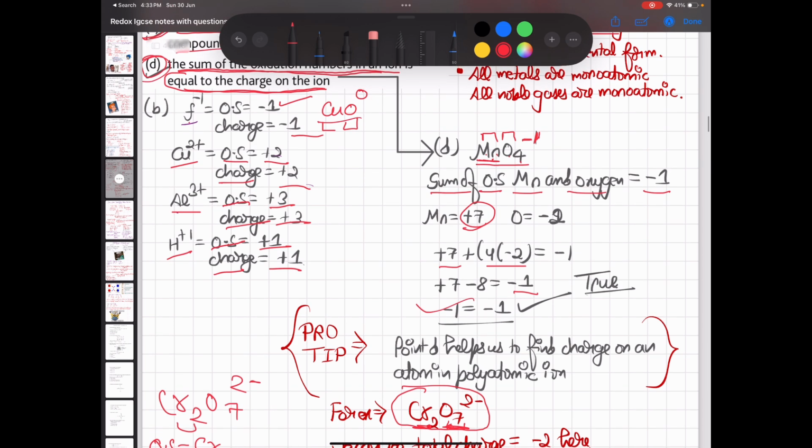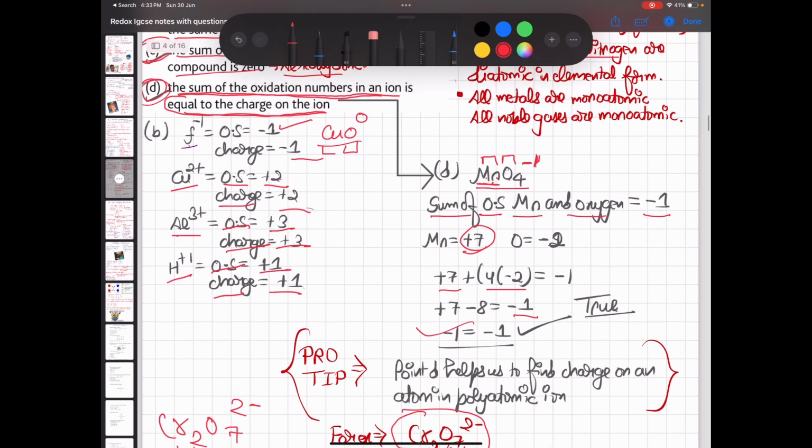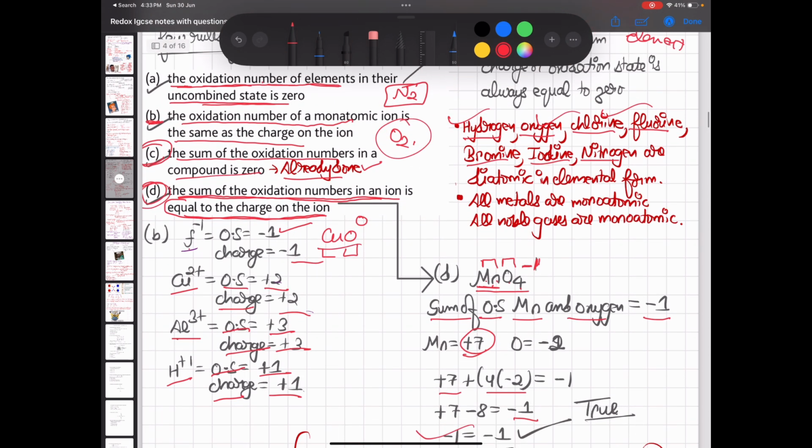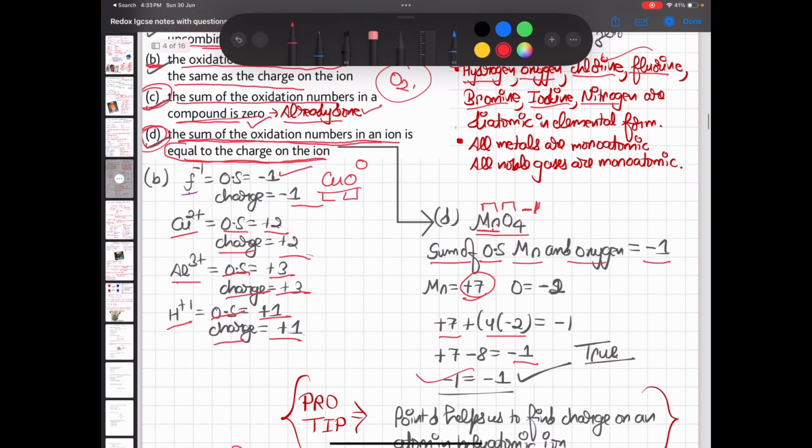Alright, so this D statement is in fact quite similar to statement C. The only difference is that in C, the total charge is always 0 because we are talking about a compound. But in D, we are talking about an ion, so the total charge is always equal to the charge on the ion. The other steps are the same.